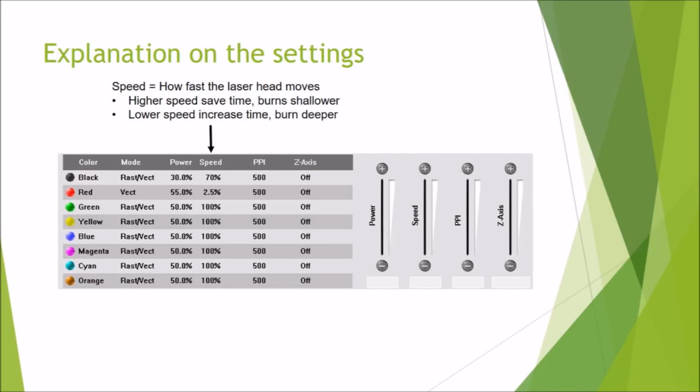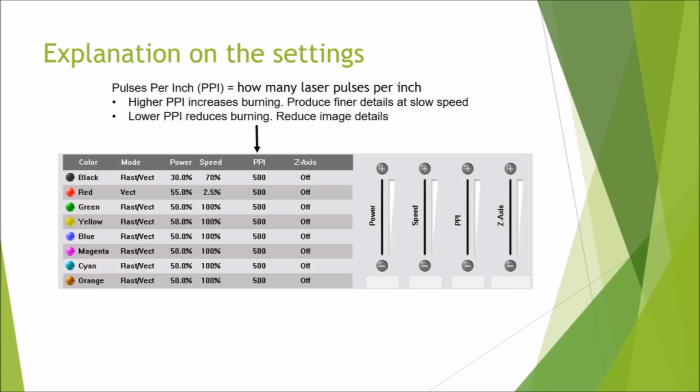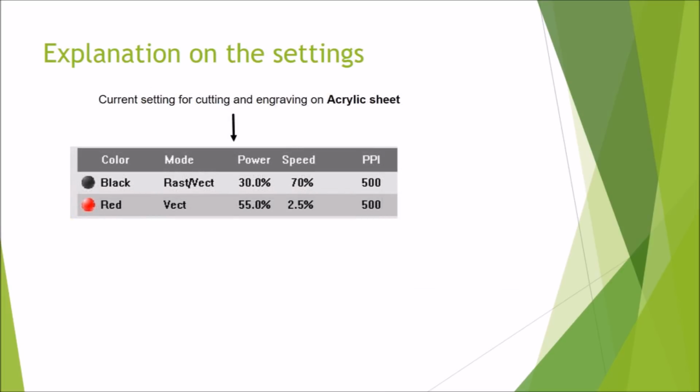Speed sets how fast the laser head moves while cutting. Setting higher speed saves time, but burns shallower. Lower speed increases time, but burns deeper. Pulses per inch sets how many laser pulses per inch. Higher PPI increases burning and produces finer details at slow speed. Lower PPI reduces burning, but reduces image details. As a reference, this is the current setting for 3mm acrylic material.